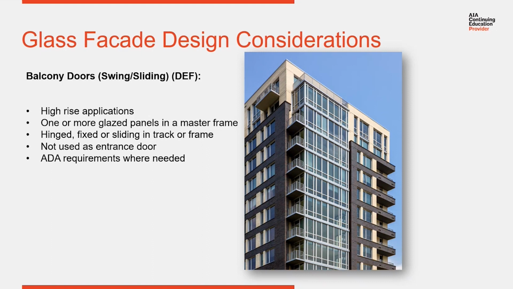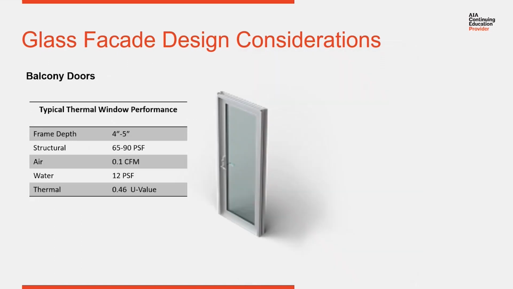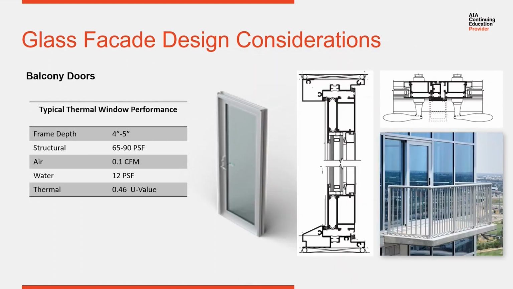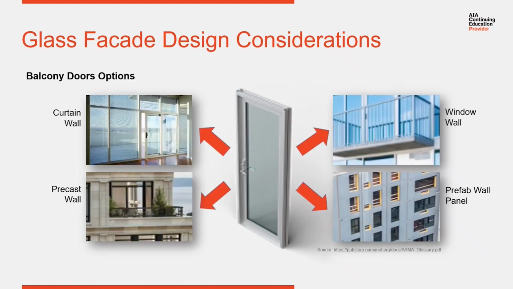It can be part of a larger elevation. Balcony doors can be swing doors, like you see here, or sliders, such as you see here. And then they can easily be integrated into other components, such as curtain wall in the upper left, precast, lower left, window wall systems, or prefabricated walls.